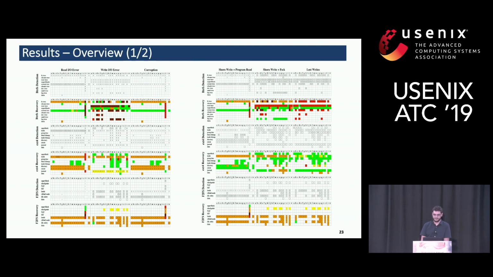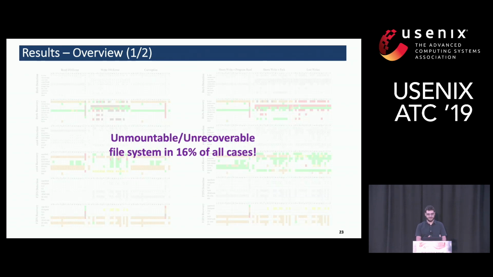This is a complete view of all our results. In the remainder of the presentation, we will focus on each file system in detail and present the most important findings for each one of them. But as a general observation, we would like to point out that in 16% of all these cases, the file system became completely unmountable or completely unrecoverable by the corresponding system checker.